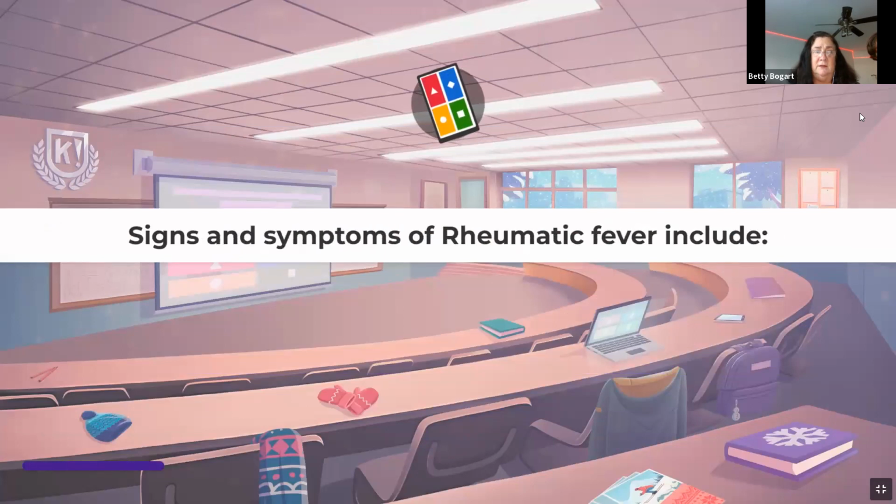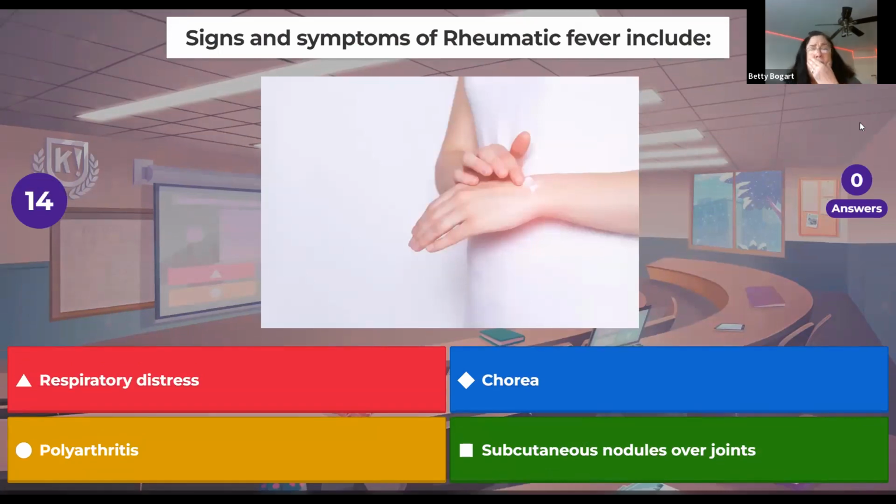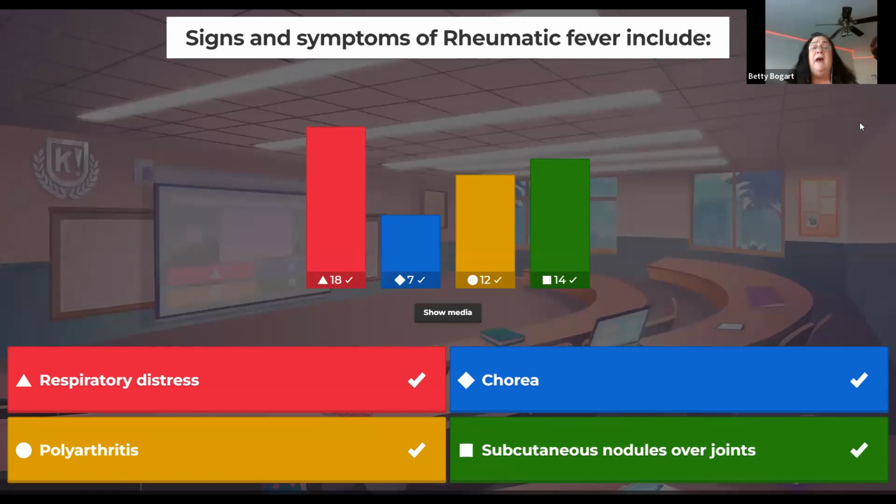A multi-select. Signs and symptoms of rheumatic fever include... So you see a little bit of everything, and you also see that rash. And remember, there's also that heart valve problem. If it's damaged, it's not going to correct it. We treat it with antibiotics, and all of these things will go away except heart valve damage.